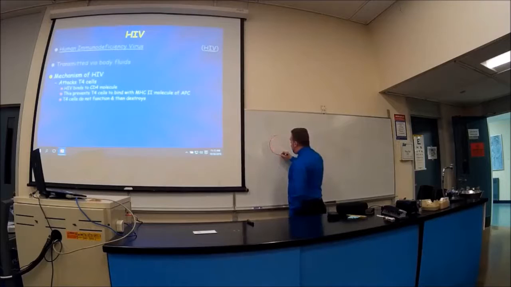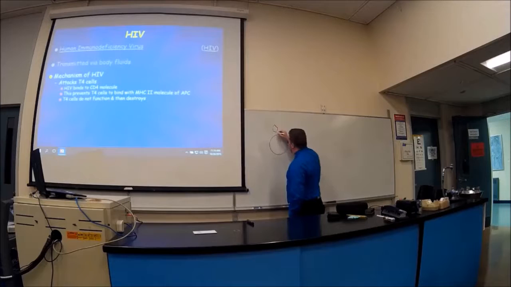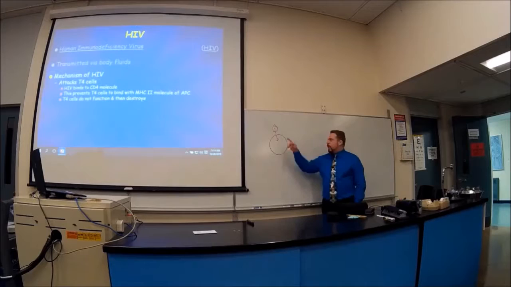If this is a helper T cell, and I'm just going to draw a picture of a virus, a corn-cob kind of virus, it injects its DNA into the host cell, into the helper T cell. Because you're incorporating the DNA or the RNA into the host cell, the host cell is going to make more viruses because it doesn't know what to do.